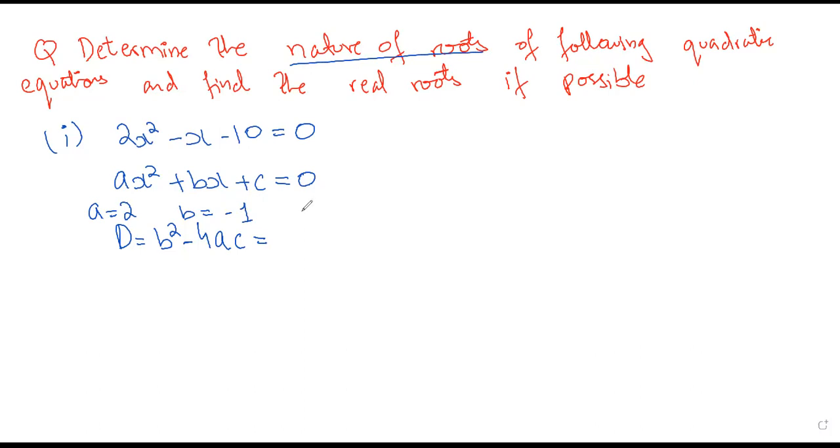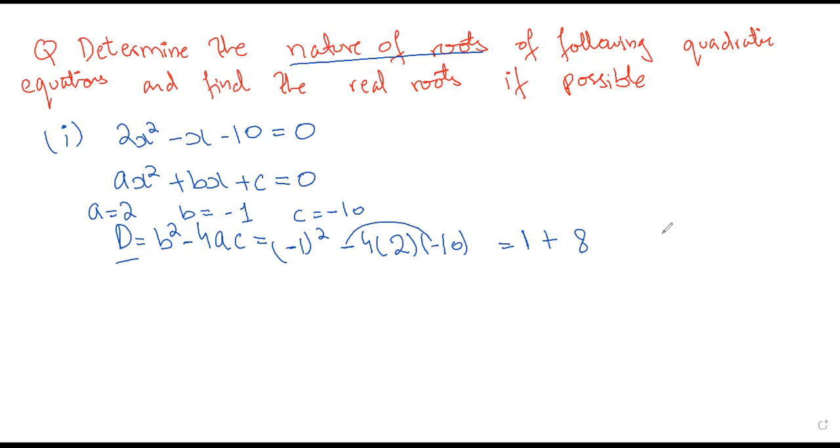Minus 10. Yes, it is minus 10. Okay. Now let's just use a, b, c in this formula so we can find the nature of our roots by finding the discriminant first. So b square would be minus 1 square minus 4 into 2 into minus 10. This is going to give us 1. Minus into minus is plus. 4 into 2 is 8. 8 into 10 is 80.